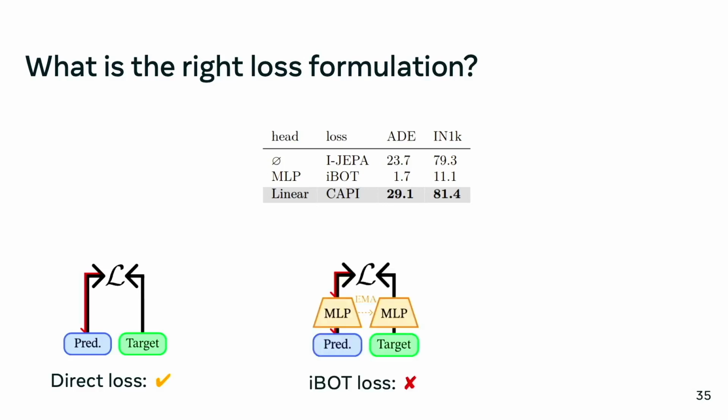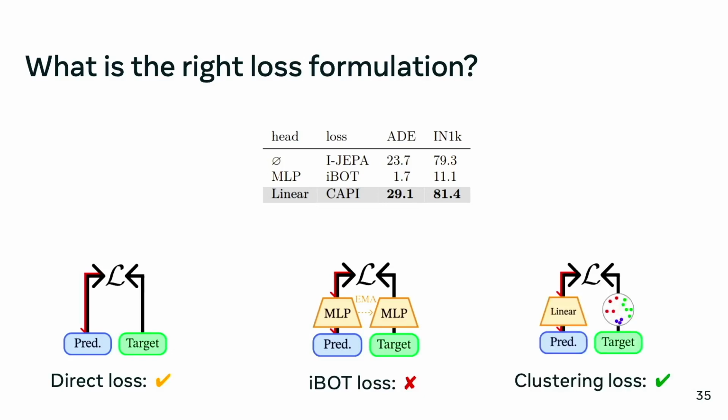The second thing, iBOT loss, as I was saying, it just does not take off. The accuracy is very, very low. It does not work at all. However, if we do this, CAPI, which is our clustering proposed method, this works super well. We gain like 5.4 points on segmentation, ADE20K, and 2 points on classification. So it's really good. It seems to improve the numbers by quite a lot. So it's nice. You're going to keep it.